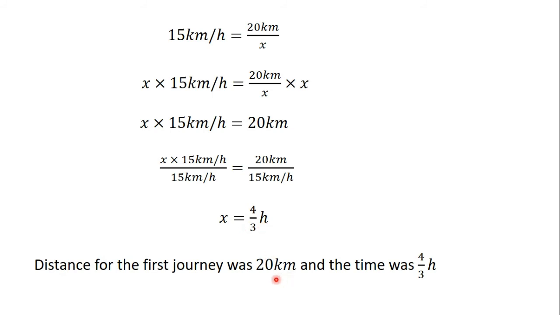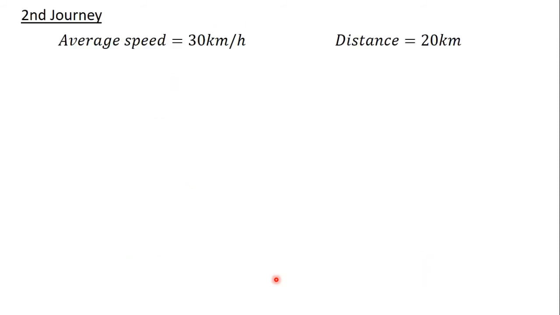Now, let's calculate the time taken by the motorist to cover the second part of the journey. For the second part of the journey, we know that the average speed was 30 kilometers per hour, but the distance is still 20 kilometers. Once again, we are looking for time. Let's represent that with y. So average speed, which is 30 kilometers per hour, will be equal to the distance, which is 20 kilometers, divided by the time, which is now y.